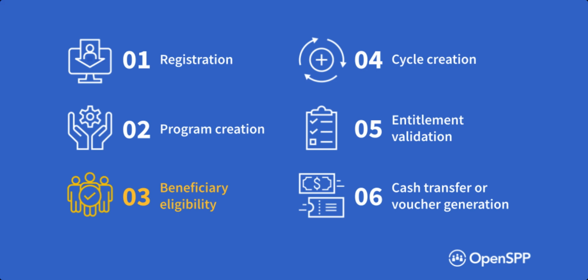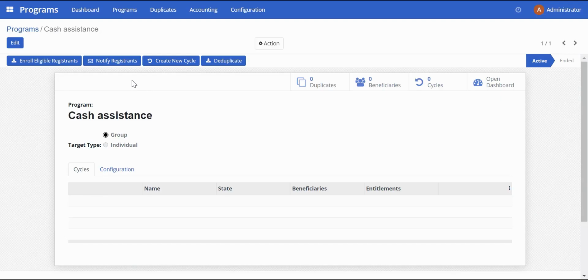First of all, we need to determine the individuals and groups who are eligible to the program. So we click on Enroll Eligible Registrants. The action was completed successfully. As you can see, 760 beneficiaries have been added to the program.